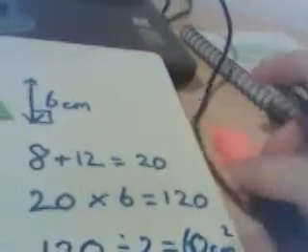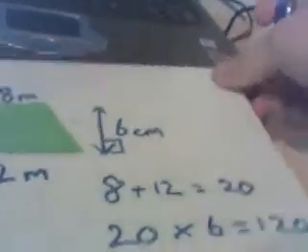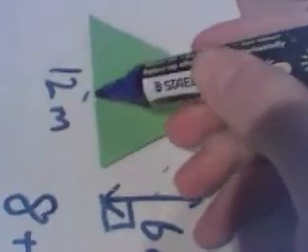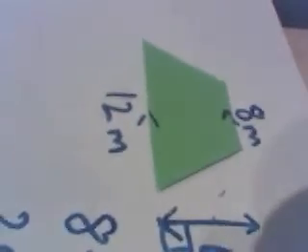Be careful, because sometimes the parallelogram might be that way up, but if you look, we've still got a parallel side there and there. It's always these two parallel sides you're going to add together.